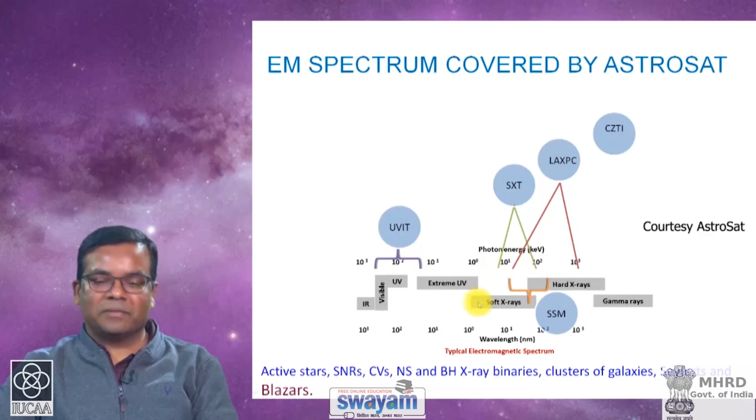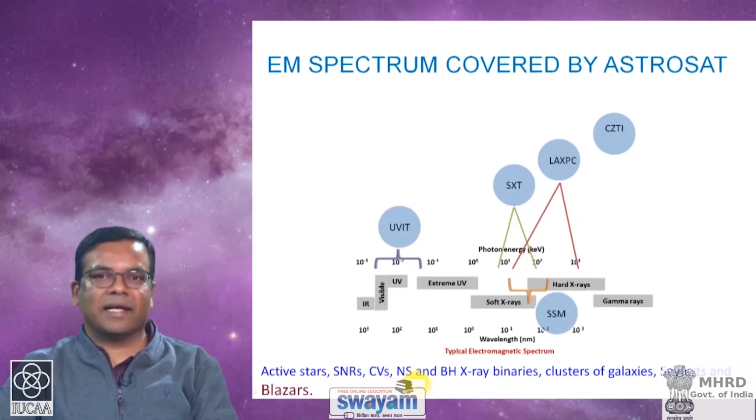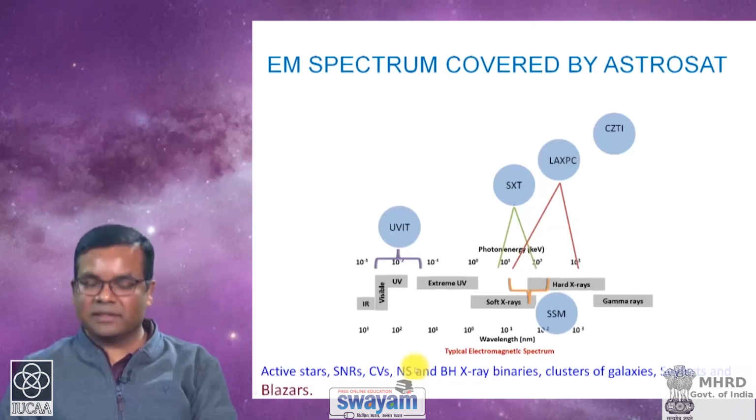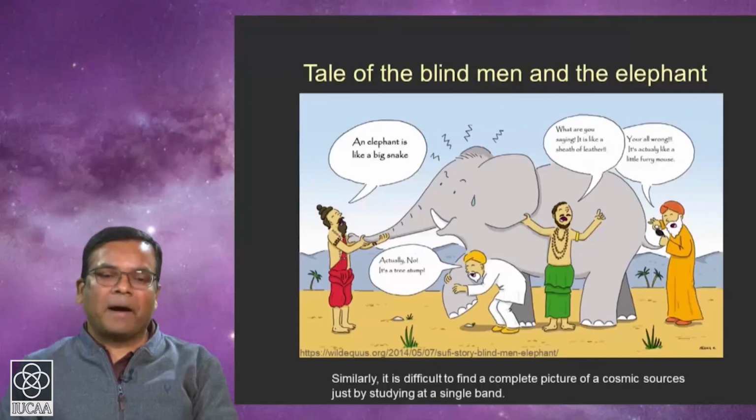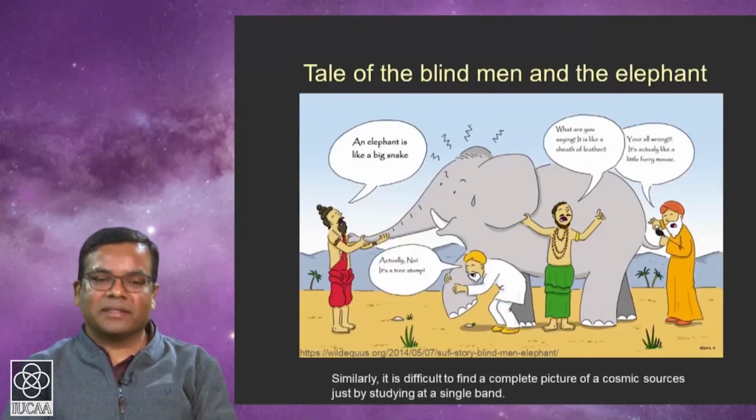These instruments altogether are very useful to study various different classes of cosmic X-ray sources, like active stars, supernova remnants, cataclysmic variables, neutron star and black hole X-ray binaries, clusters of galaxies, active galactic nuclei, including Seyfert galaxies and blazars. Why is multi-wavelength astronomy important?